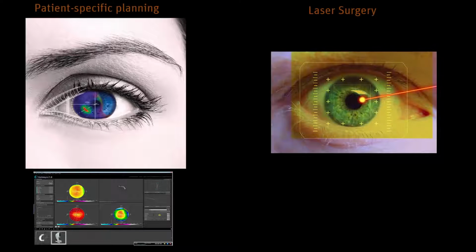Traditional treatment for astigmatism uses small, relaxing incisions in the steep axis of the cornea. Because the treatment is planned based on statistics of typical patients, the outcome is good, but not optimal for the specific patient's eye shape.